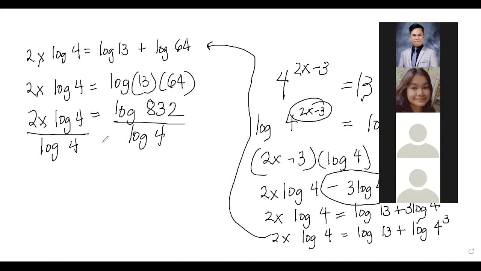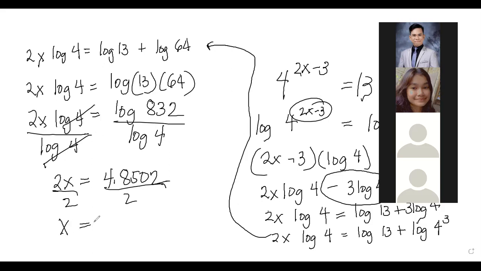Cancel na dito, di ba? So we have 2x is equal to logarithm of 832 divided by logarithm of 4. That would be 4.8502. Divide 2 pa. X is equal to 2.4251. And this is the answer.